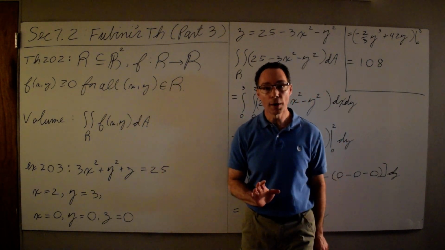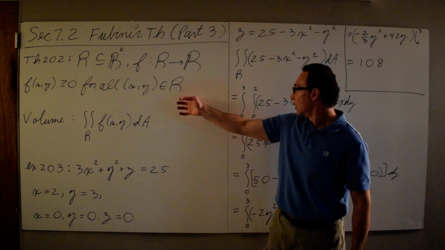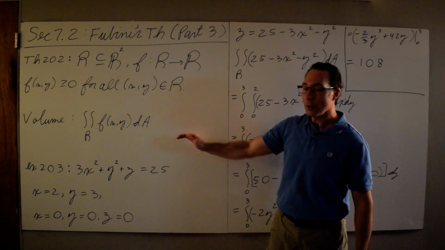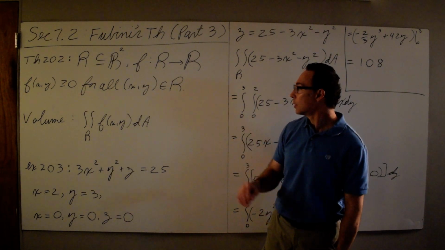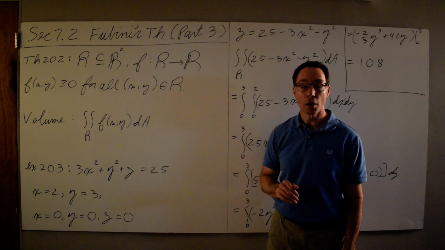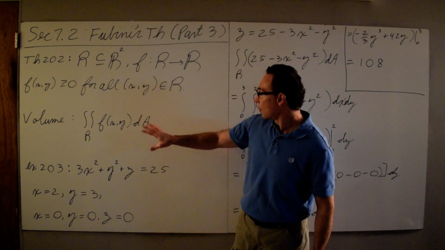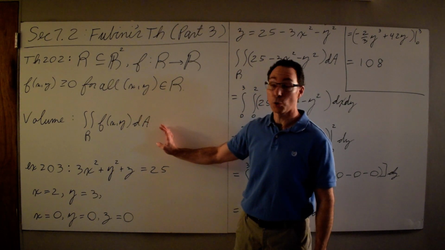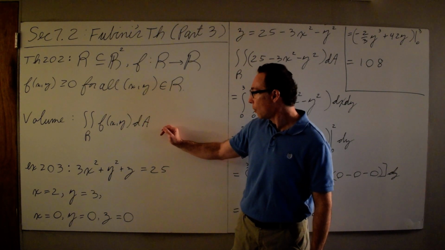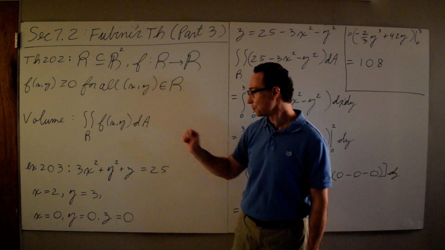Just like in Calc 1, integrating the curve would give us the area under the curve. But here, because we have a function of two variables, our graph is three-dimensional. And so we can talk about the volume of the region under a surface. And so that volume is just going to be the integral.